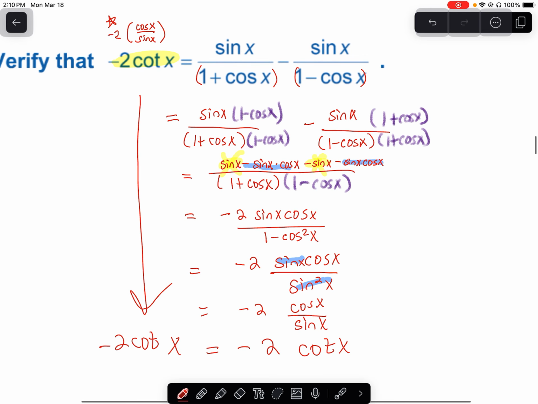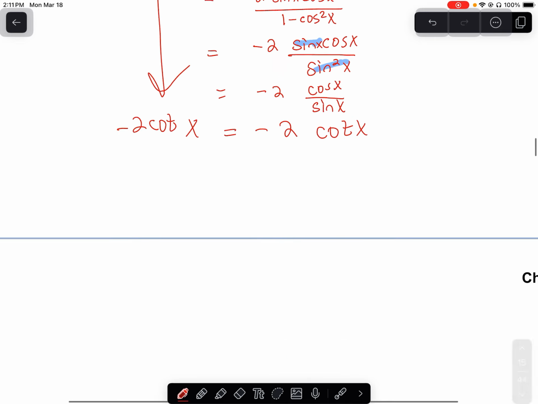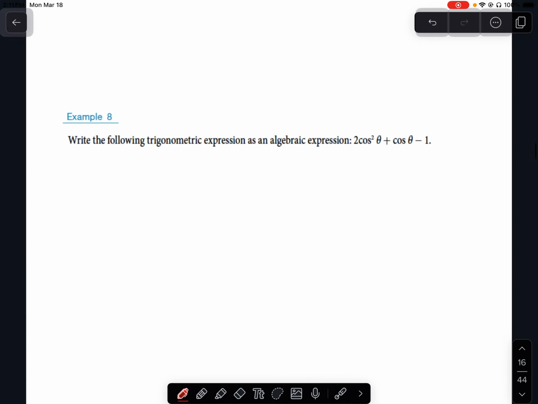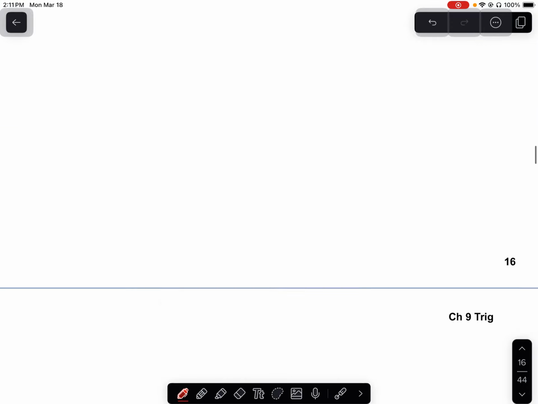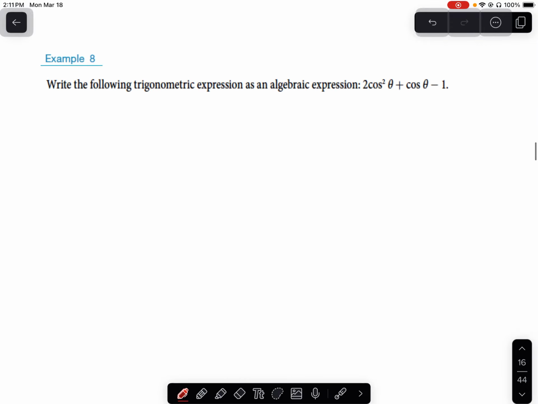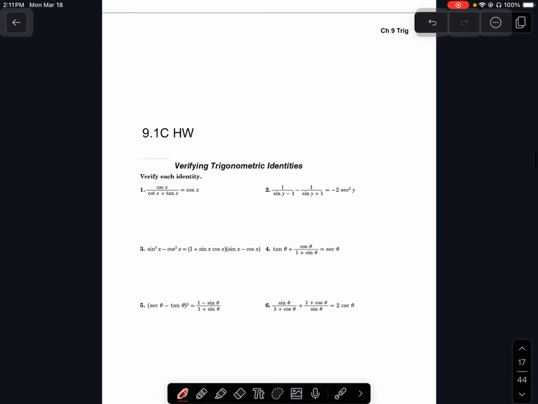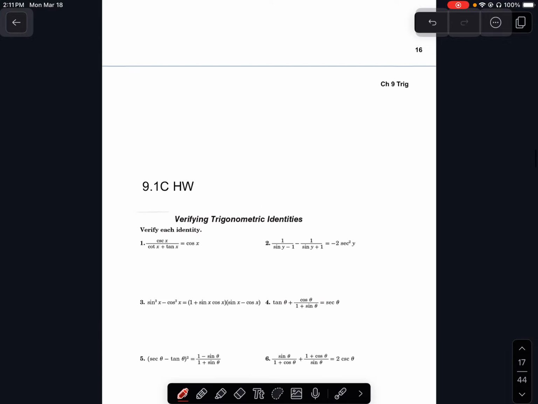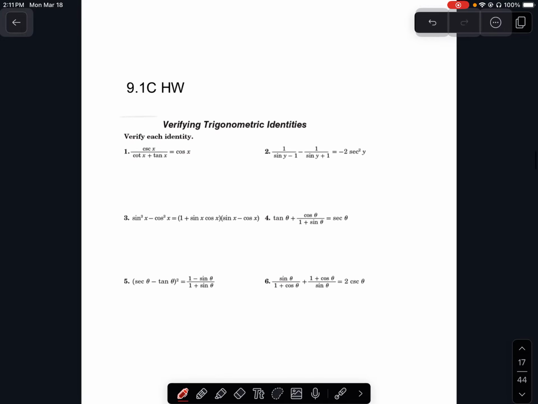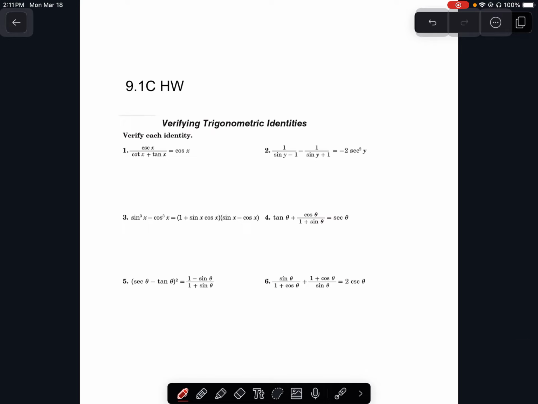I'll leave that there for a minute so you can take a look at that. And then that should lead you to practice some more. Do we have any other ones? Don't worry about this one. Okay, and then you're ready to start the homework that you see there. So there's some more trig identities. Hope that helps. Thanks.